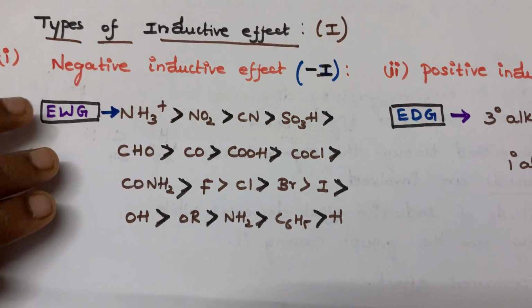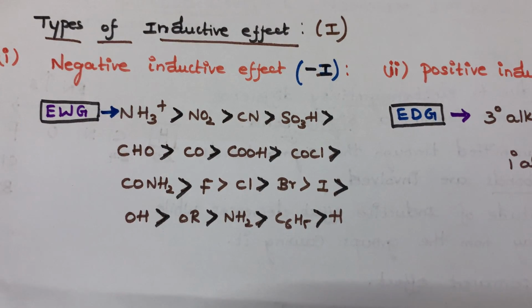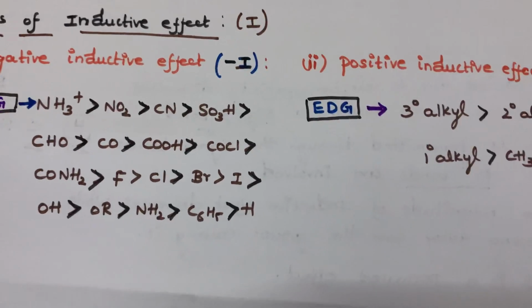You please remember this, and I am going to tell you, you need not remember. Just by seeing the group itself, you can assign whether it has a negative inductive effect or a positive inductive effect, also a positive resonance effect or a negative resonance effect. I am going to explain it to you. Please watch the video without skipping. So these are the groups.